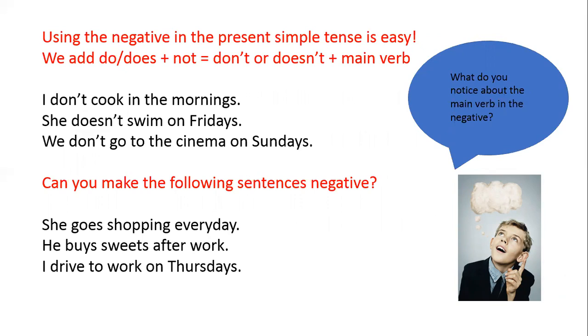She doesn't swim on Fridays. We don't go to the cinema on Sundays. So remember to use don't if it's I, you, we or they, and doesn't for he or she or it. So can you make the following sentences negative? She goes shopping every day. So negative would be she doesn't go shopping every day.